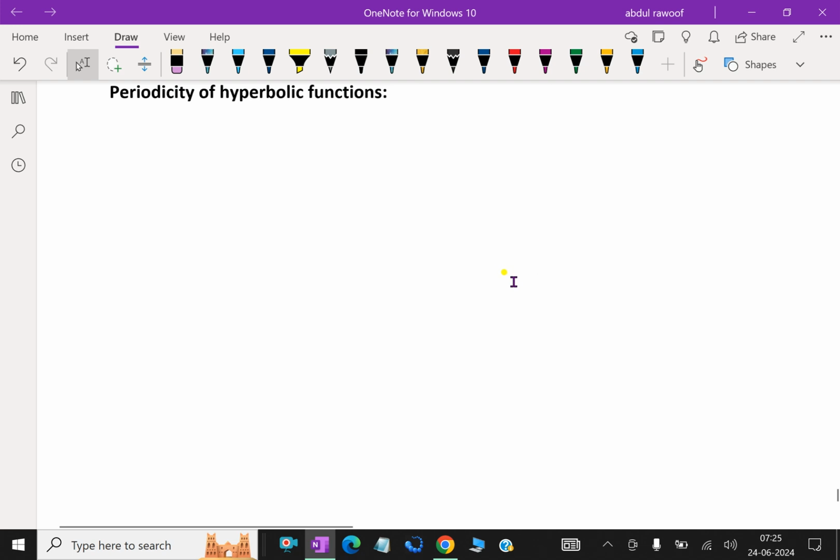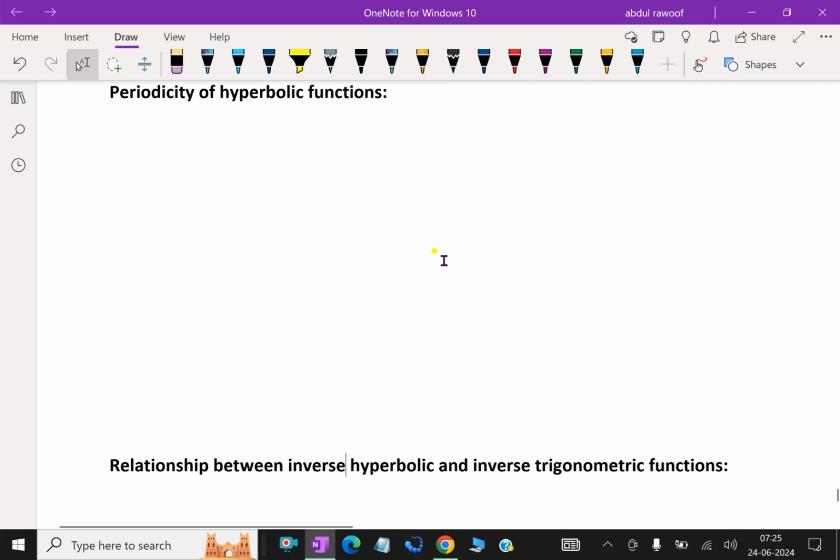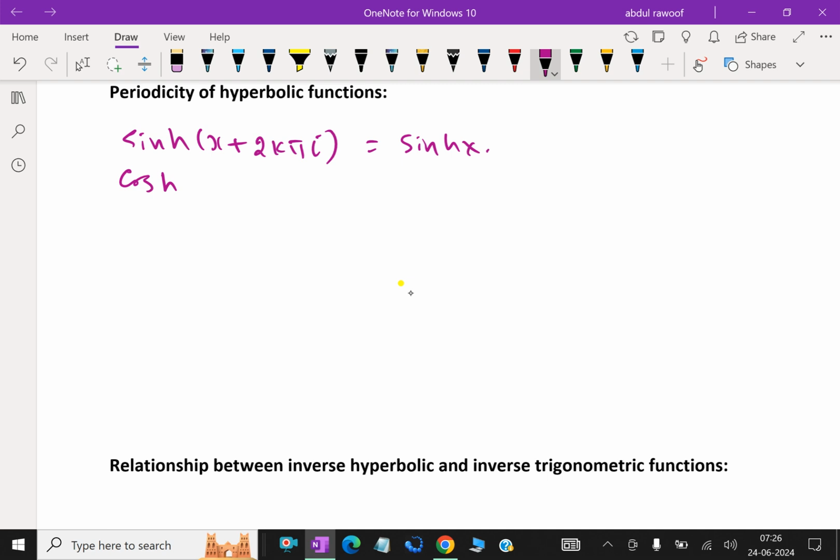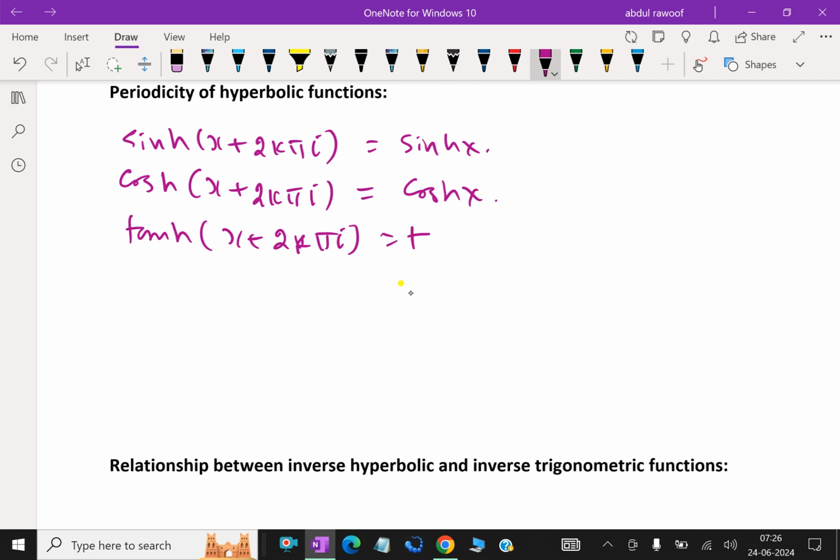Next, periodicity of hyperbolic functions. Sinh of x plus 2kπi is a periodic function, which gives sinh x, where k is some integer. Next, cosh of x plus 2kπi equals cosh x. Likewise, tanh of x plus 2kπi equals tanh x.